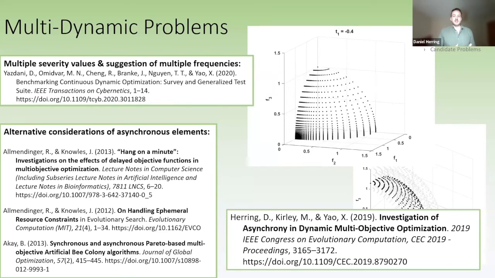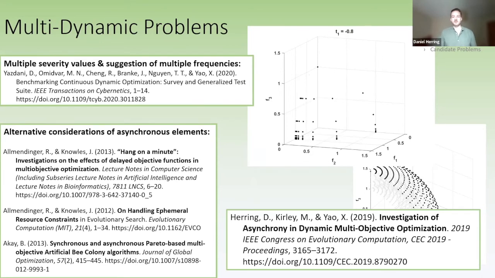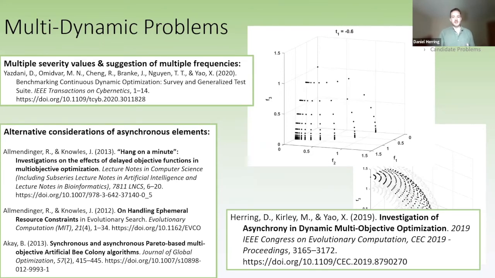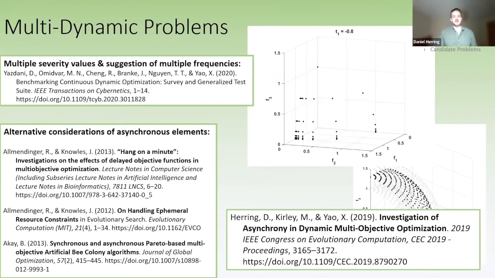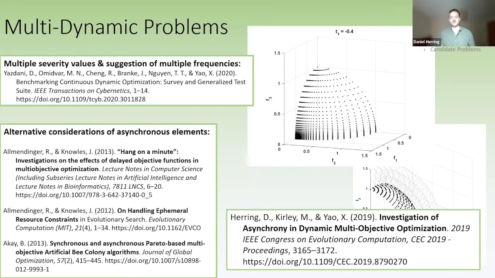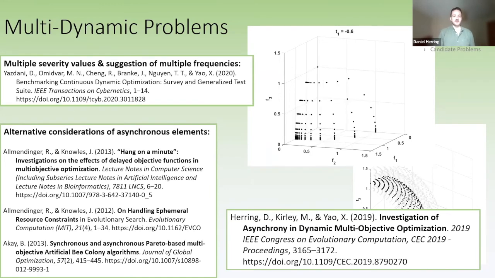We published at CEC in 2019 on an investigation of this type of dynamics in 2 and 3 objective benchmark functions. However, in other literature, there have been some allusions to this kind of problem. For example, Yazdani et al. in 2020 specifically said that multiple frequencies should be considered. There's also other works which deal with slightly different concepts of different frequencies and asynchrony. Almendinger and Knowles have looked at resource constraints and evaluating different objective functions at different times. And Ake in 2013 suggested asynchronous updating of the objective functions for artificial bee colony algorithms.